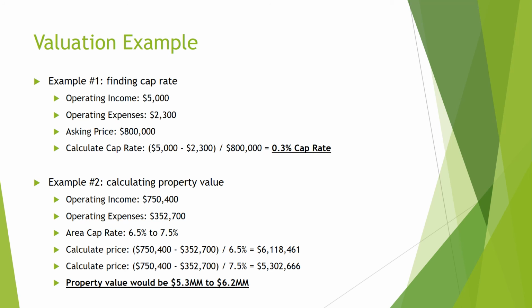If I'm a seller, I want the lowest cap rate possible, right? But if I'm a buyer, I want the highest cap rate possible. So it's 6.5% cap rate, right? If we do the NOI divided by cap rate, this property is $6,118,461. And if we do the cap rate at 7.5%, it's about $5.3 million. So really, when we look at the conditions, we know the NOI, we know the area cap rate range, then we can put the property value in between $5.3 and $6.2 million.